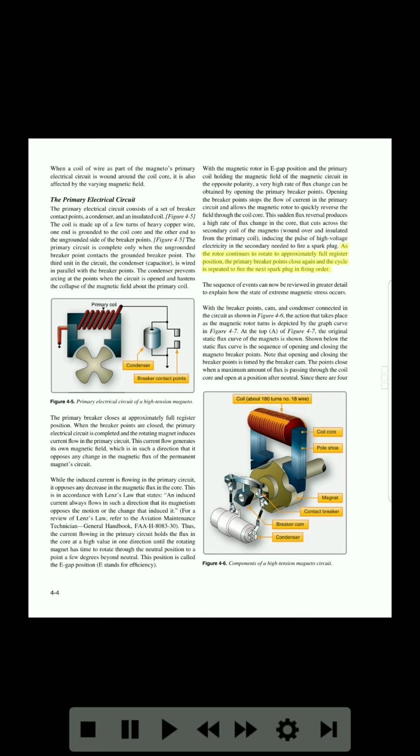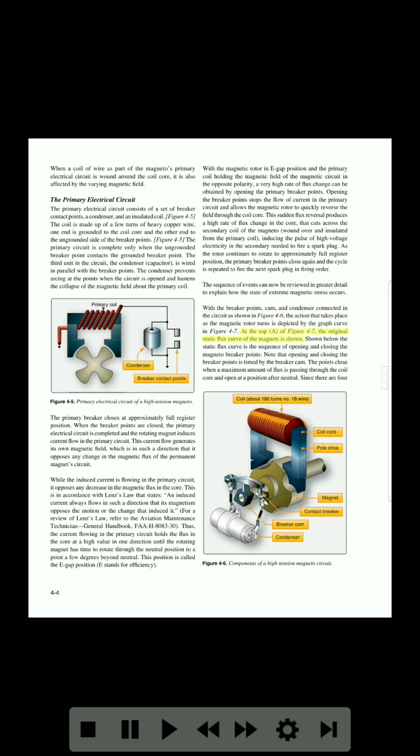As the rotor continues to rotate to approximately a full register position, the primary breaker points close again and the cycle is repeated to fire the next spark plug in firing order. The sequence of events can now be reviewed in greater detail to explain how the state of extreme magnetic stress occurs. With the breaker points, cam, and condenser connected in the circuit as shown in figure 4-6, the action that takes place as the magnetic rotor turns is depicted by the graph curve in figure 4-7.